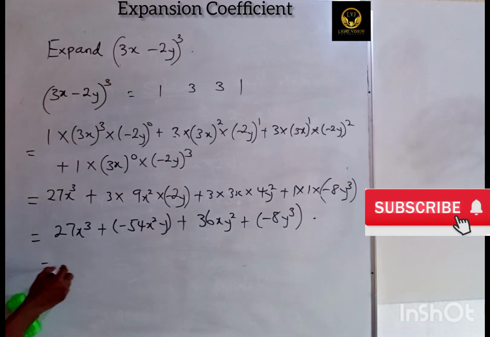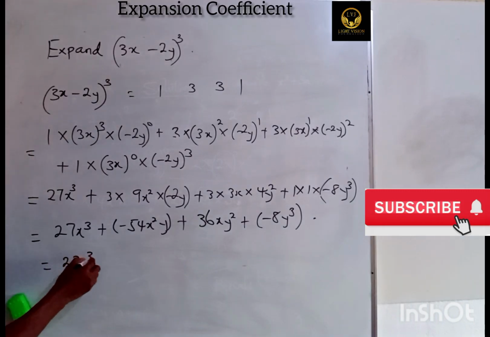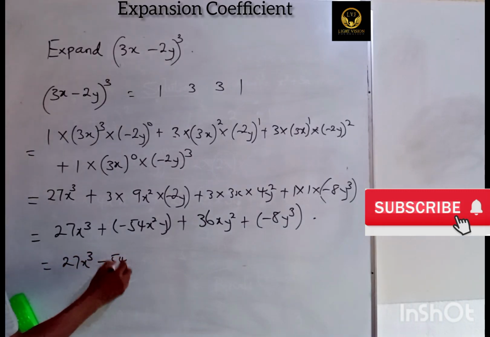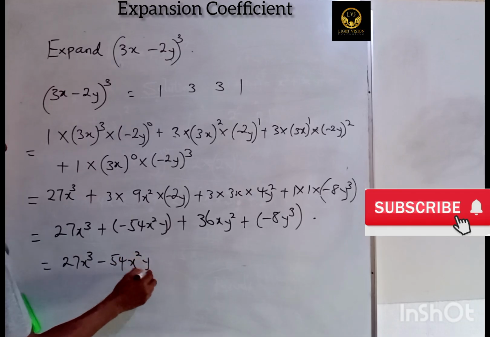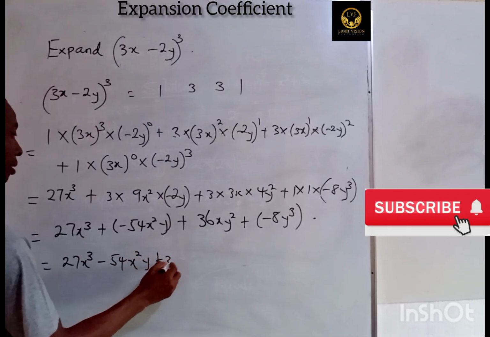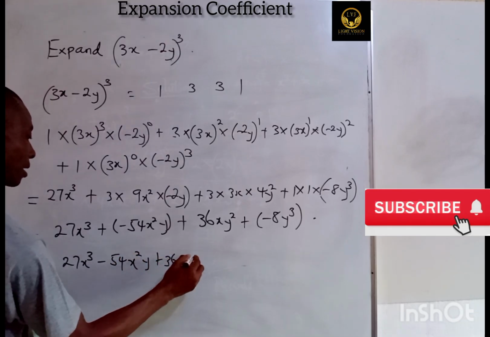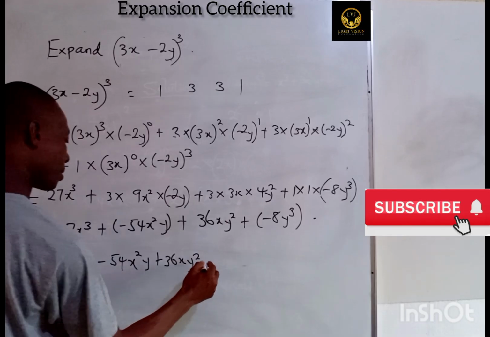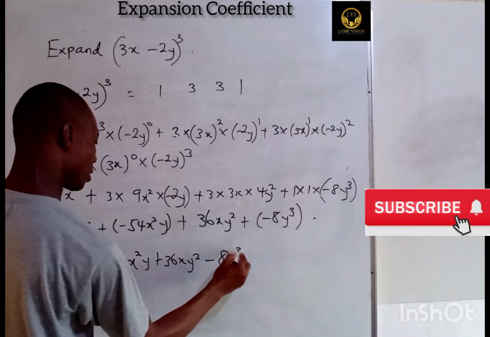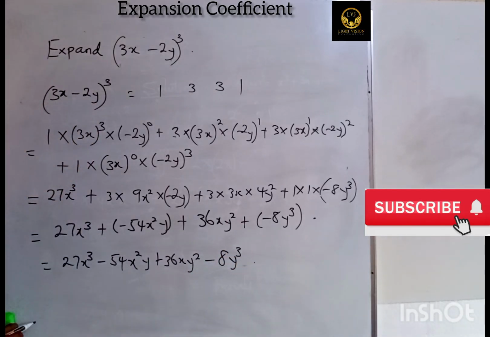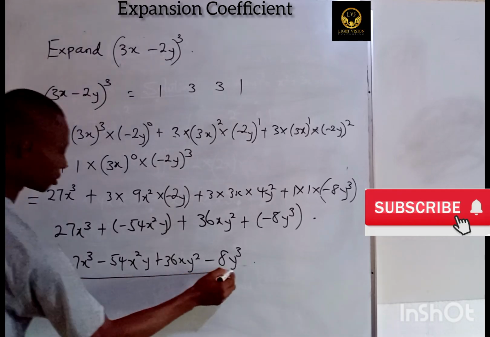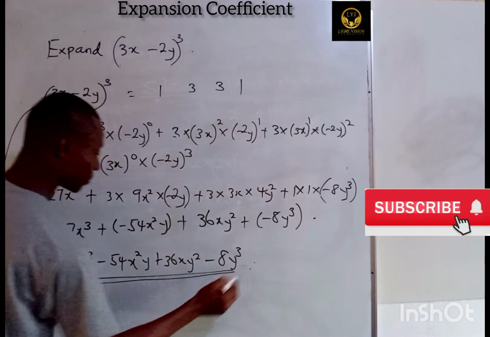So here we are having 27x cubed minus 54x squared y plus 36xy squared, then minus 8y cubed. So what it means is that when you expand this, this is what you would get as the expansion.